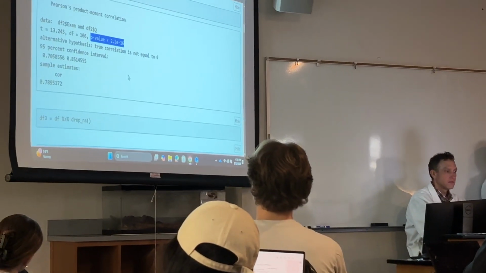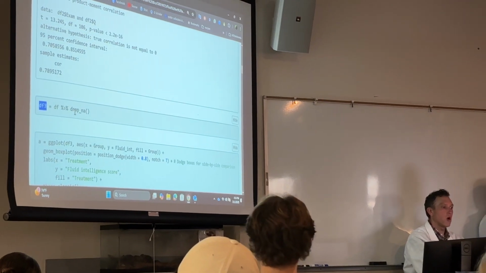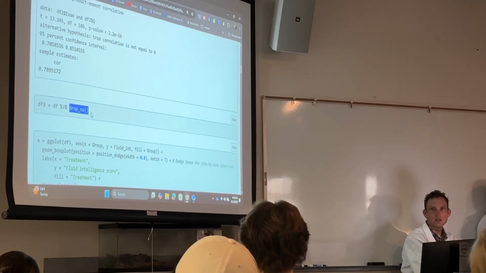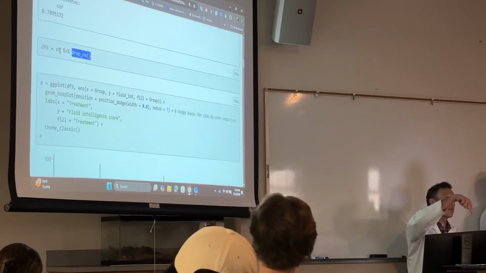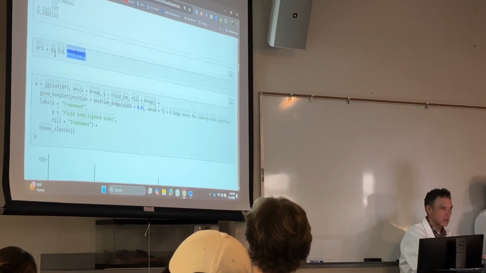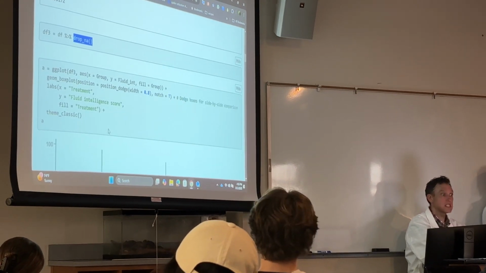Okay, now I'm going to create a quick new data frame where all I'm doing is dropping NAs. I'm going to do it from my original after I calculate my log score. Now I'm going to start to visualize my data. Visualization is my next step.